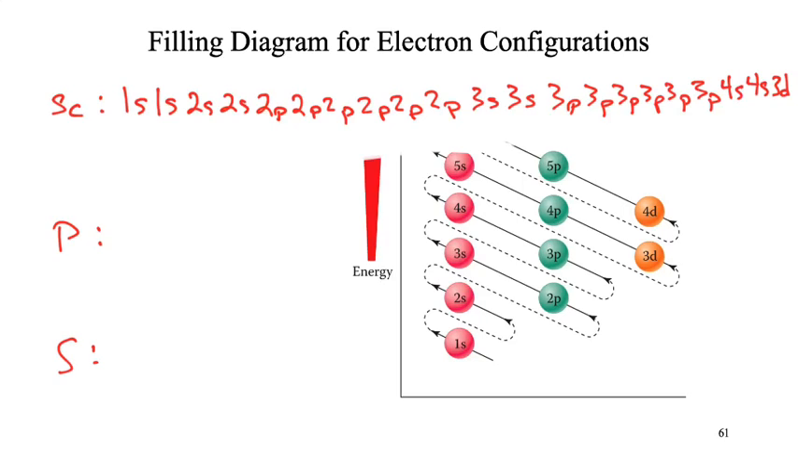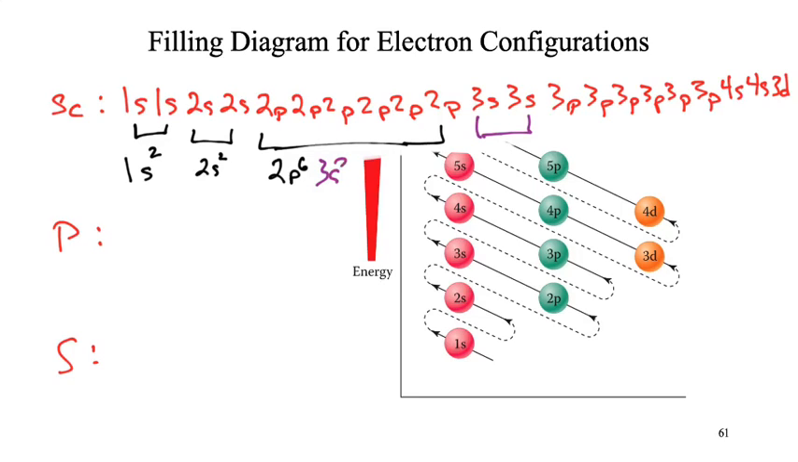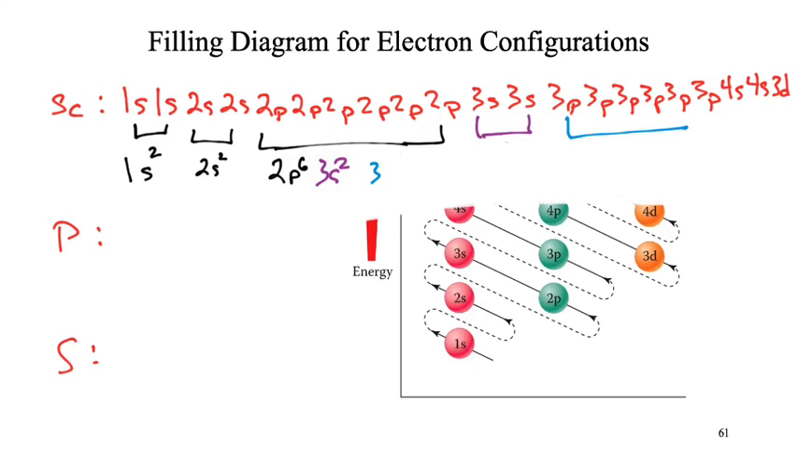Could I condense that? Yes. Okay? 1s2, because it was done twice. What does that 2 represent? The number of electrons that went in. 2s2, 2p6, 3s2, 3p6, 4s2, 3d1. Do we need to write the one?